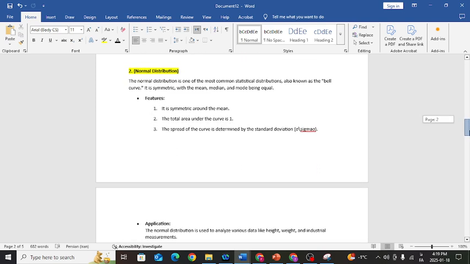The next topic is the normal distribution. The normal distribution is one of the most common statistical distributions, also known as the bell curve. It is symmetric, with the mean, median, and mode being equal. A feature of the normal distribution is that it is symmetric around the mean. I will show you the curve of the normal distribution.